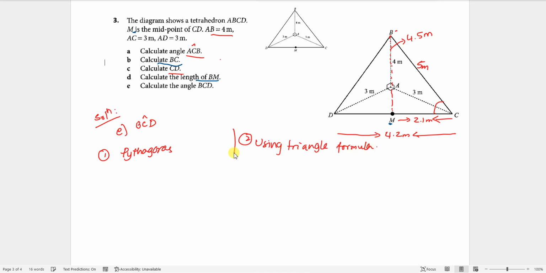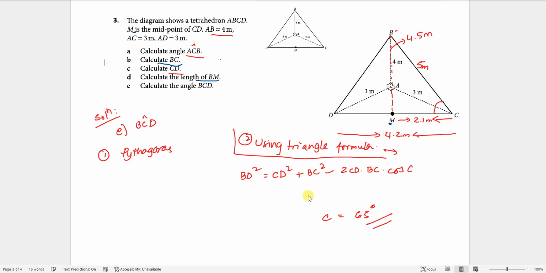So this one is just straightforward. You use the formula as something like this. I just write BD square is equals to CD square plus BC square minus 2 CD BC cos C, and then you'll find the angle C as 65 degrees. Okay, I'm skipping the calculation part. I hope you already know how to use this. And Pythagoras is just as simple as that. 4.5 square, we have everything. We have this length, we have this length, we just need to know the angle. So this one becomes opposite automatically. We try it here again.